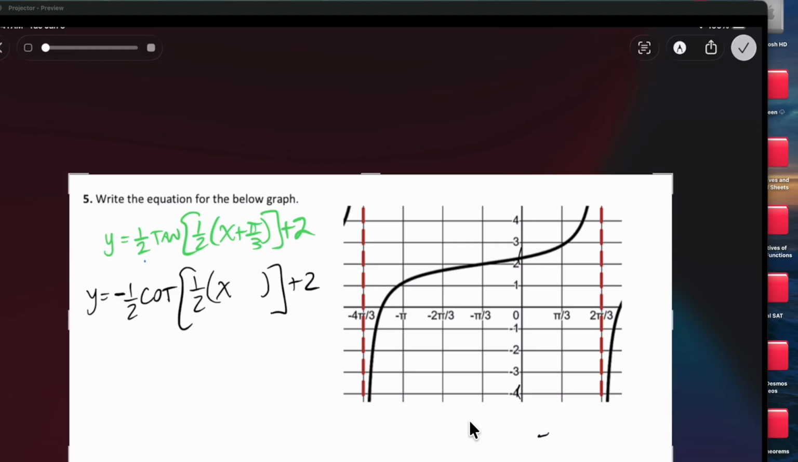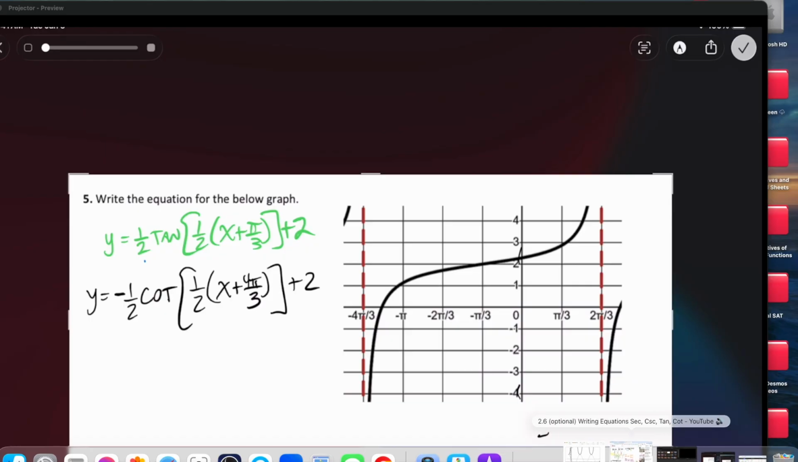Okay, so look what happened. This got shifted negative 4 pi over 3 to the left. That means we're going to place 4 pi over 3 as our C value. Okay, let's now go to Desmos and evaluate how we did.